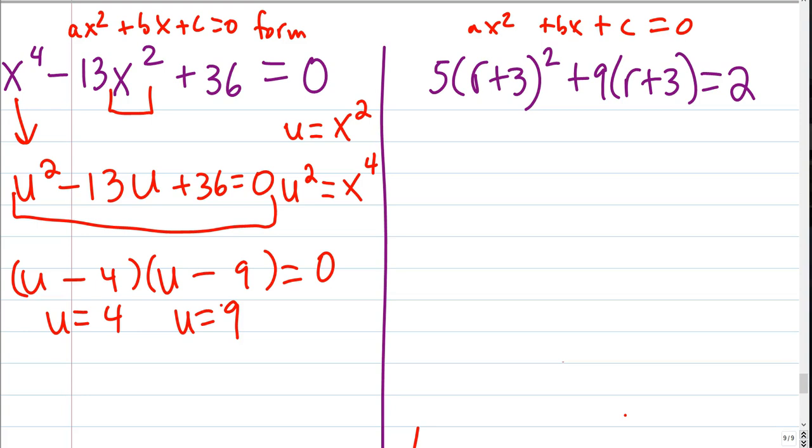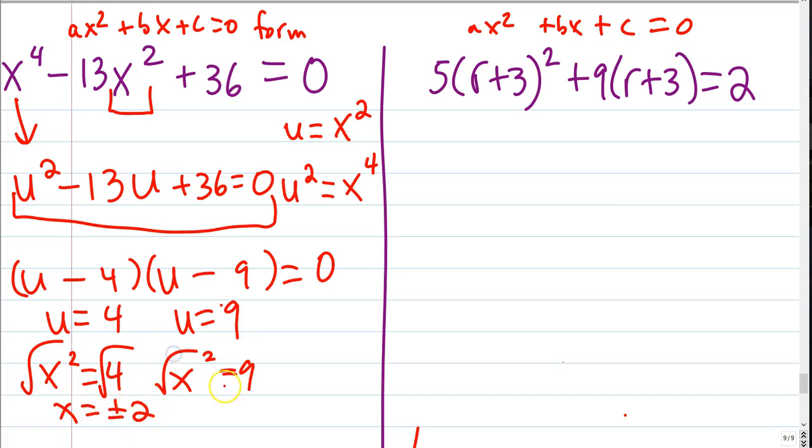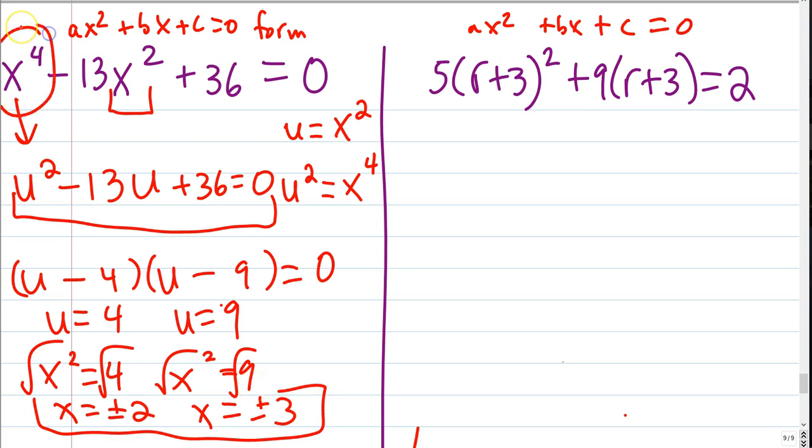So what you have to do is at the end, unsubstitute. Put the u back in. Replace the x squared for the u so that I can solve for x. So when I square root both sides, I get x is equal to plus or minus 2. When I square root both sides, I get that x is equal to plus or minus 3. Be careful to get those plus or minus, because at the beginning, with an x to the fourth, there were up to 4 answers.